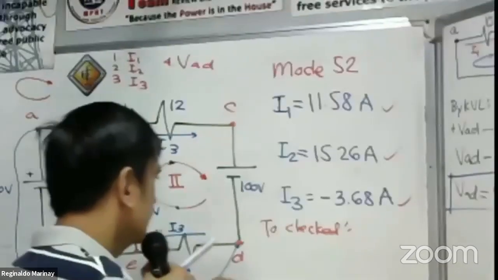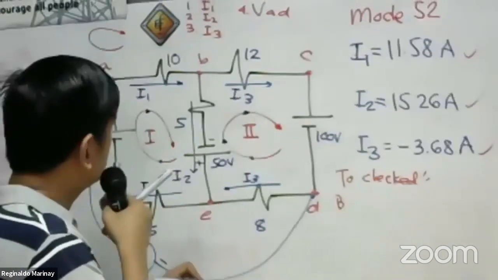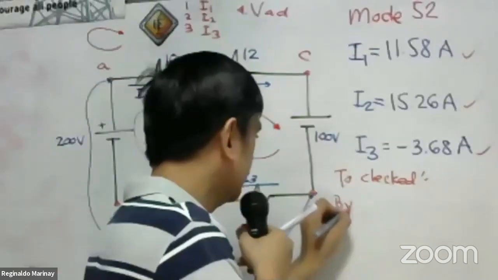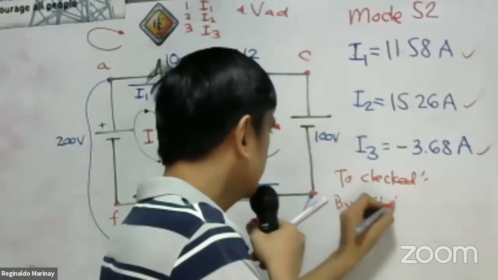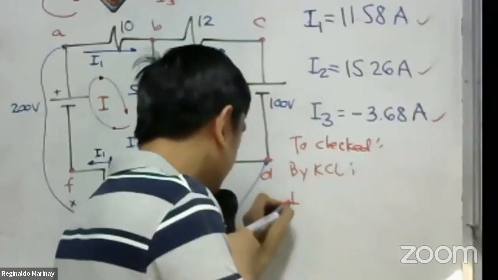Take a look here. To check, anyway, we already have the equation by Kirchhoff's current law. The current entering is equal to the current leaving. That is the summary.